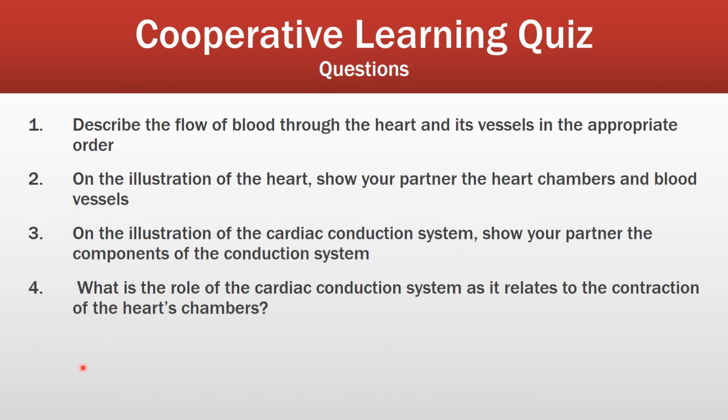The questions: Describe the flow of blood through the heart and its vessels in the appropriate order. On the illustration, show your partner the heart chambers and blood vessels. And then the last two, same illustration: what is the role of the cardiac conduction system?